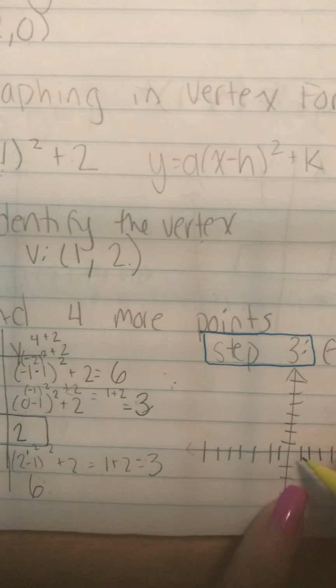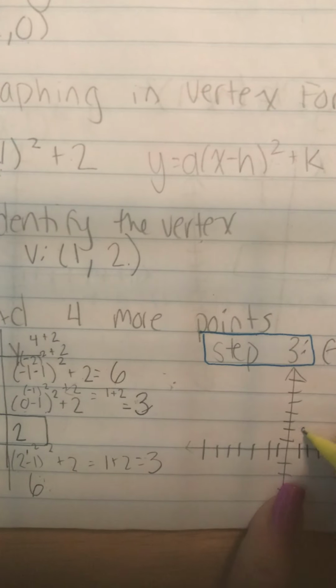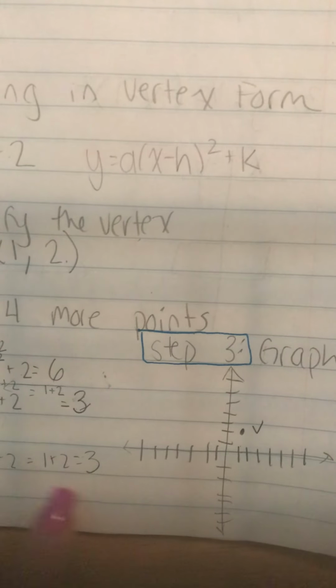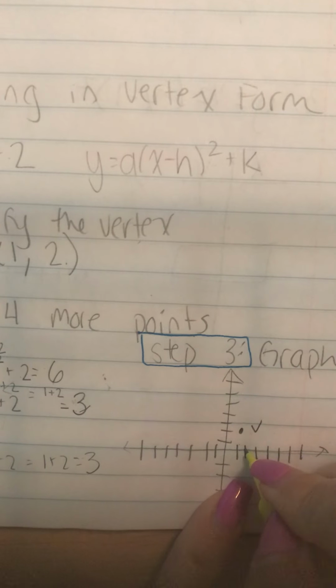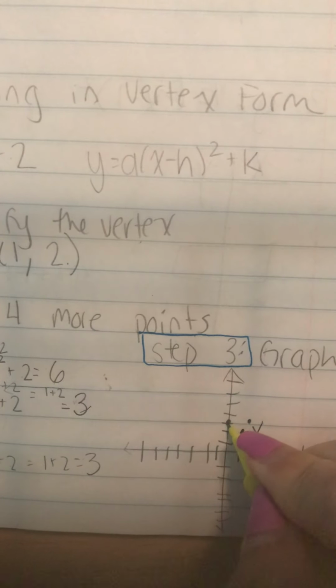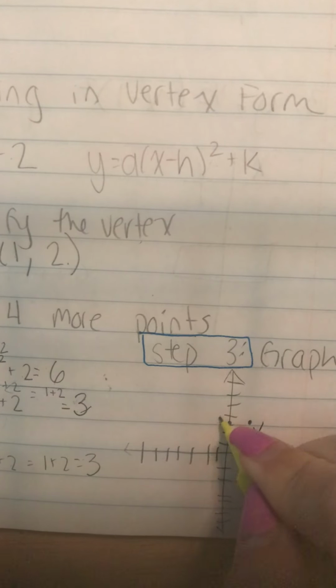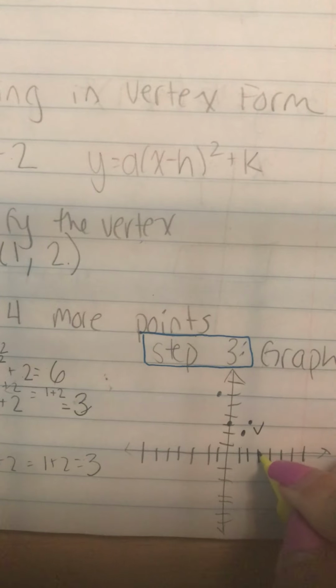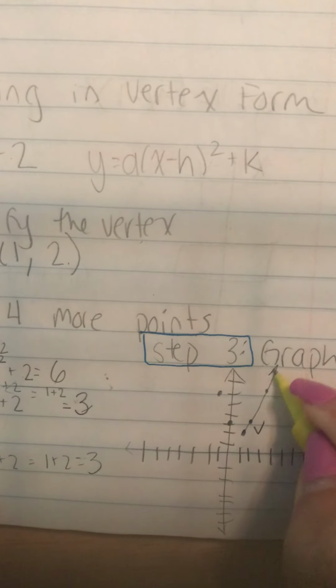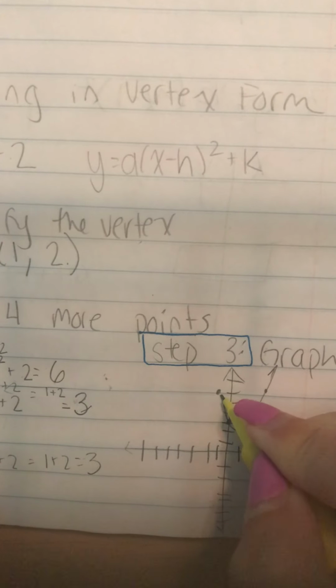I start with my vertex over to the right one up 2. I put a V for vertex. Now I graph every other point. Over 2 up 3 is my first point. 0, 3. And then negative 1 up 6. And 3 up 6. And I connect my dots and you have a perfect parabola.